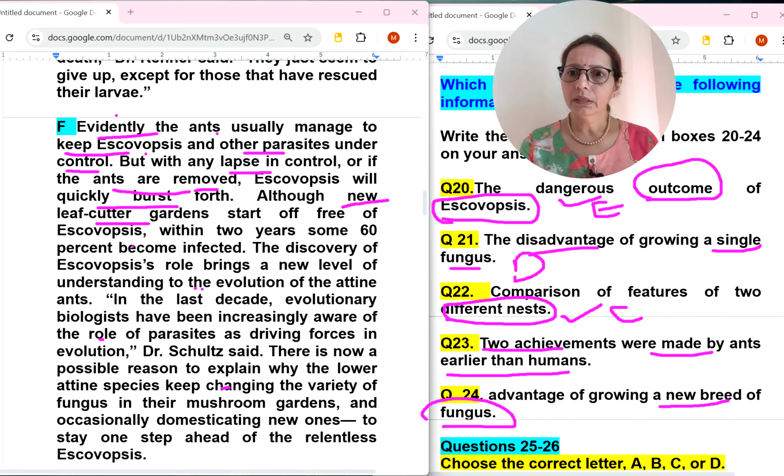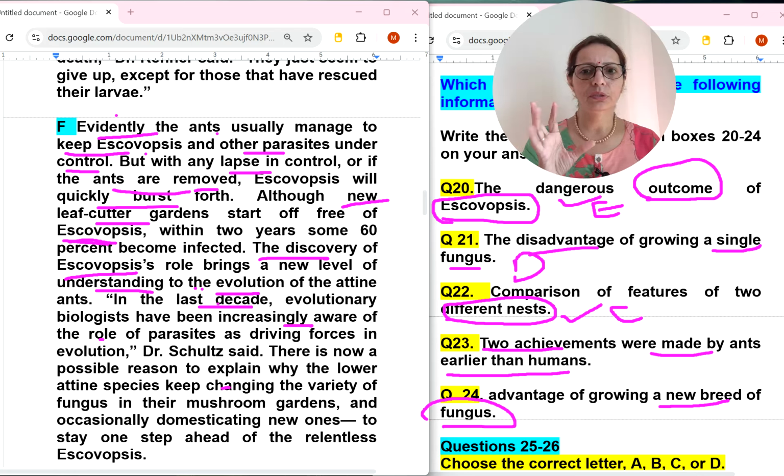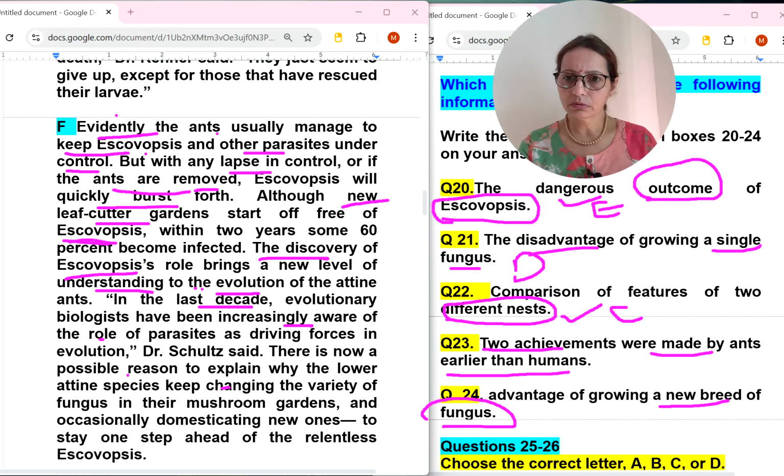New word is here. The discovery of the role brings a new level of understanding to the evolution of the tiny ants. I think discovery of this is also fungus. They are talking fungus everywhere, so it means this is also fungus. Although new leaf cutter gardens start free of this within two years, the discovery of this role brings a new level of understanding. No advantage of growing a new breed of fungus. This also.